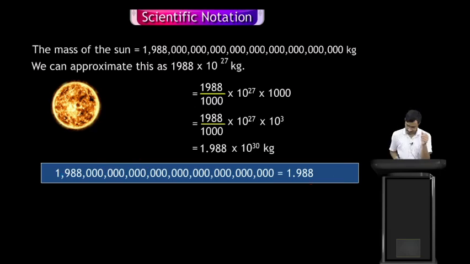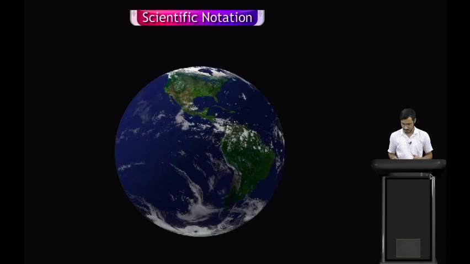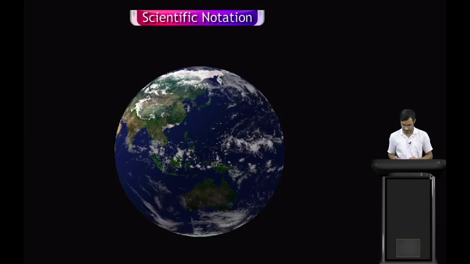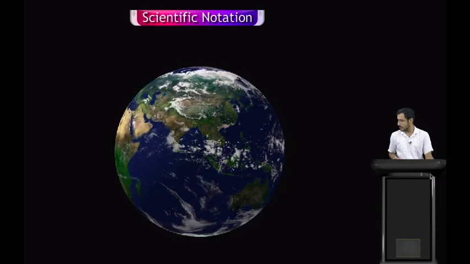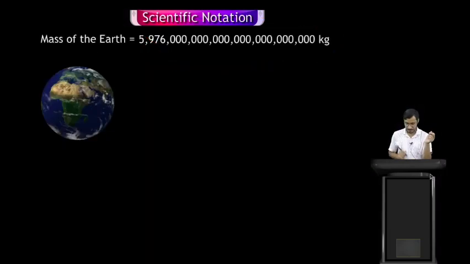Now, students, let's see one more example of this kind. Here you can see our earth. Now you can see the mass of the earth, a very large number. First convert this number into scientific notation. How can we convert? Count the zeros here. So 3, 6, 9, then 12, 15, 18, and 21. So 5976 into 10 to the power 21 kg.